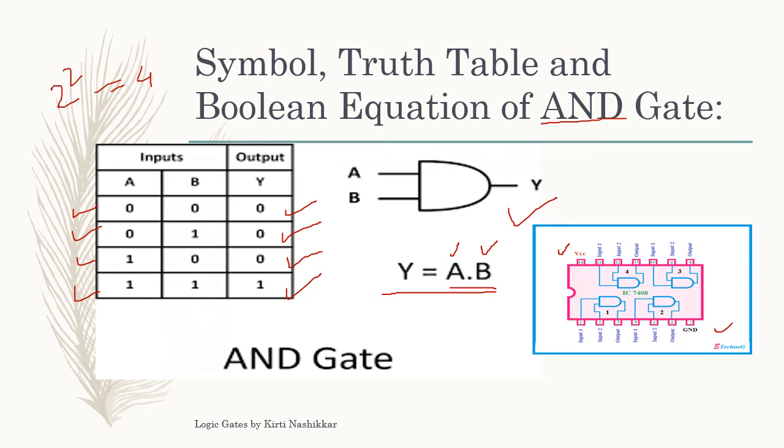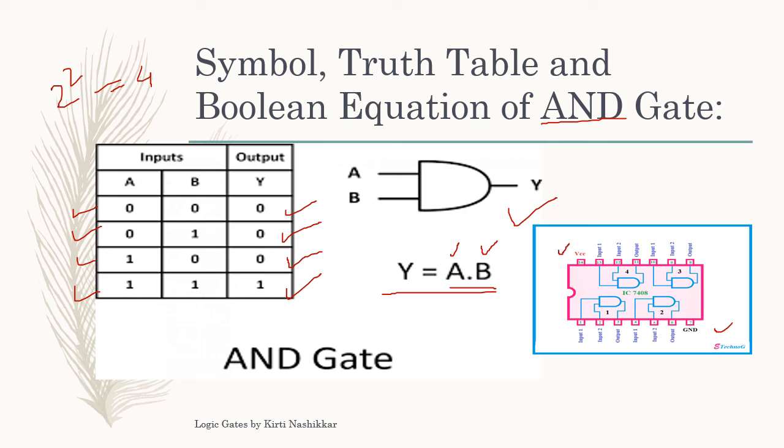Okay, and that's why this IC is also called a quad 2 input dual in line package TTL IC. TTL is the transistor-transistor logic technology which is used for manufacturing this IC. Okay, so this is about the AND gate, which is the second basic gate.